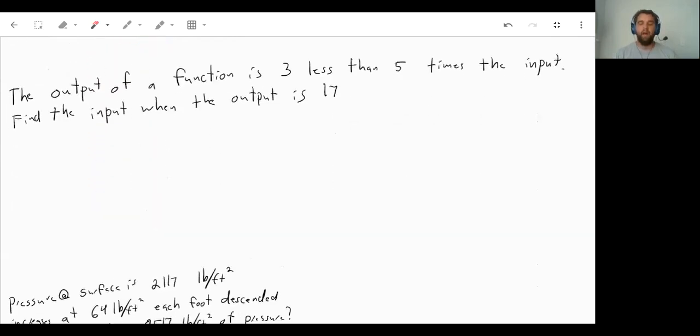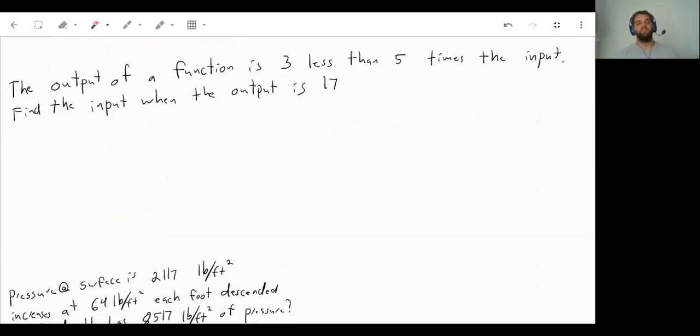Okay. Now we have to convert from English words to math notation. So the output of a function, and if you remember from back in chapter 1, the output is the same as your y. So output means y, is means equals.